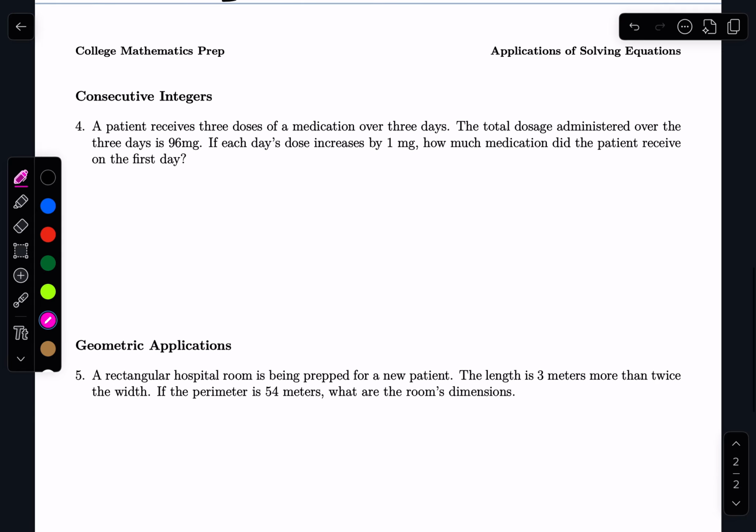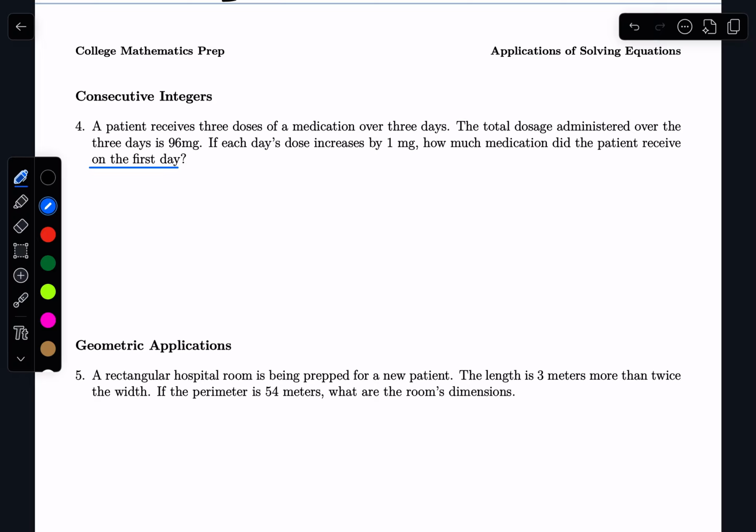All right, let's do something now where we're going to have to draw a couple pictures. The first one actually doesn't get a picture, by the way, but the other two do. The first one here, number 4, says a patient receives 3 doses of a medication over 3 days. The total dosage administered over the 3 days is 96 milligrams. If each day's dose increases by 1 milligram, how much medication did the patient receive on the first day? So we are trying to figure out how much they received specifically on the first day. Since we are getting 3 doses here, we're going to have 3 different amounts for each day. We just want to find out how much the first day was.